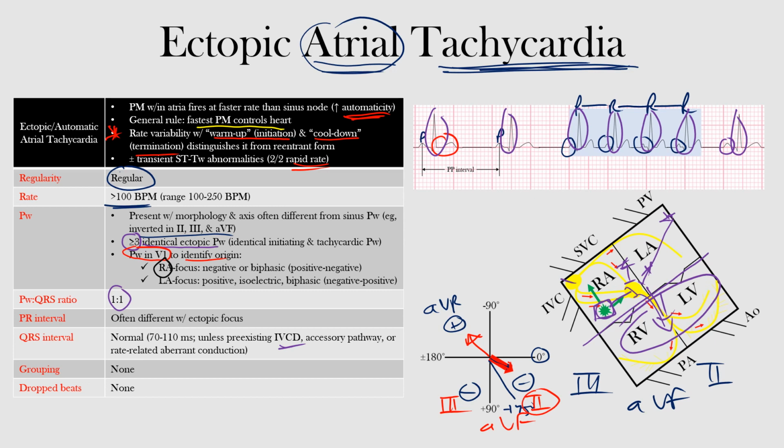So that's the end of this lecture. We discussed ectopic or automatic atrial tachycardia and how it may appear on the EKG. I hope you learned something.